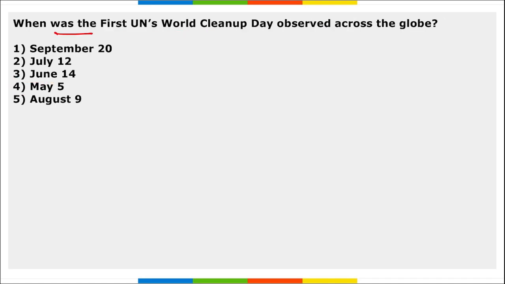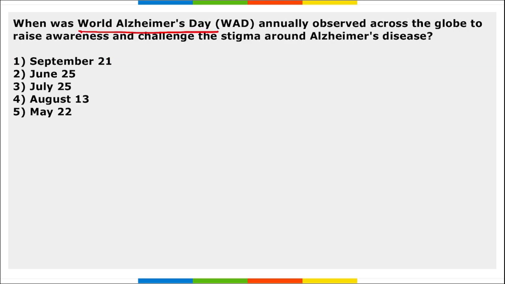Next, when was the first UN World Cleanup Day observed across the globe? It is 20th of September. Next, when was the World Alzheimer's Day annually observed across the globe to raise awareness and challenges the stigma around Alzheimer disease? So it is 21st of September that we observe this day, correct? And Alzheimer is a disease in which a person is having a dementia, or basically the person forgets the things.